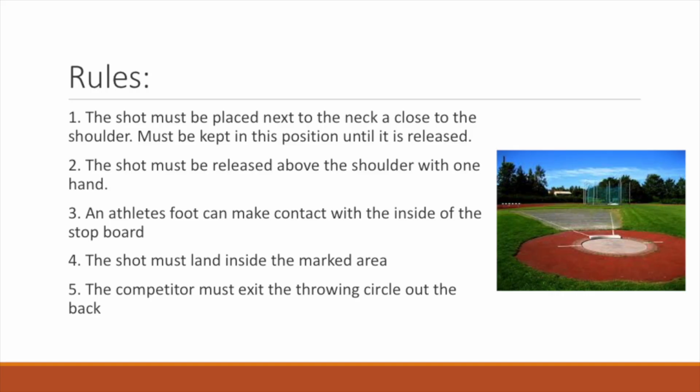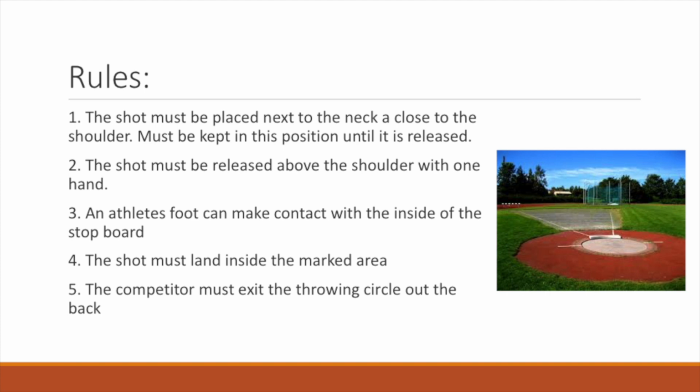The following are the rules of shot put. 1. The shot must be placed close to the neck and resting on the shoulder, while keeping it in that position for the entire time until it is released. 2. The shot must be released above the height of the shoulder with one hand.